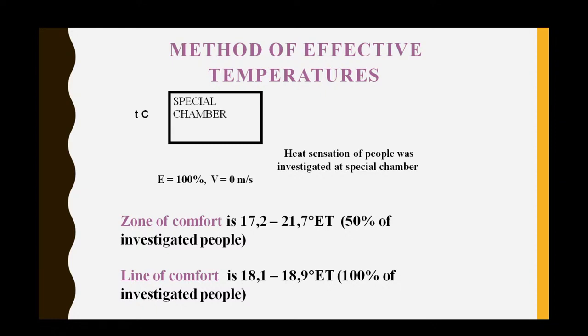A degree of ET is not a degree Celsius. It's a specific feature of this method. If the microclimate has a range of 17 to 21.7, we estimate such microclimate as comfort. If we reveal a parameter less than 17, it means microclimate is cold. And opposite, if more than 21.7, it means microclimate is hot.